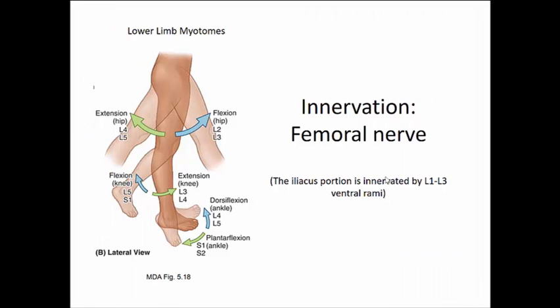Innervation of both the psoas major and rectus femoris muscles is via the femoral nerve. Thus, a proximal injury to this nerve will result in reduced hip flexion strength. L2 is the main contributor to the hip flexion myotome. Thus, an injury to the L2 ventral rami will also result in reduced hip flexion strength.